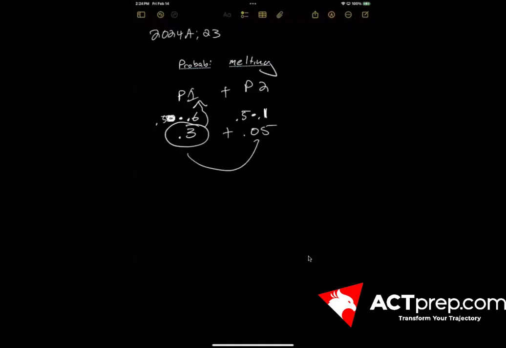And now these are the two scenarios where it melts. And we're just going to add those scenarios together to get our probability of melt, which is 0.35, which is 35%, answer B.